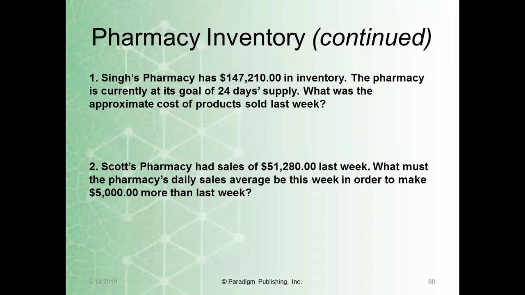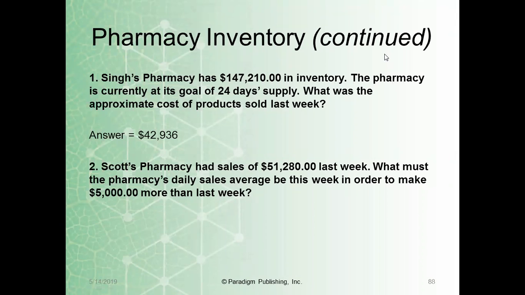So Sing Pharmacy has 147,210 in inventory. The pharmacy's current goal is a 24-day supply. What was the approximate cost of products sold last week? So that would be 42,936.